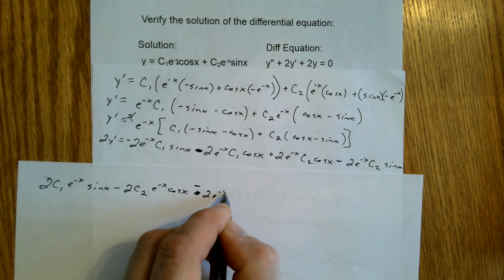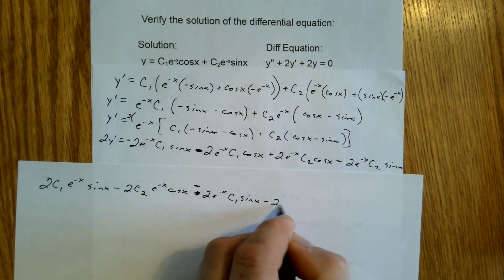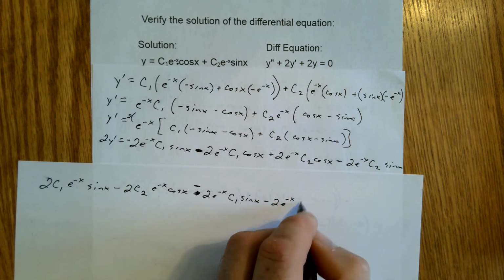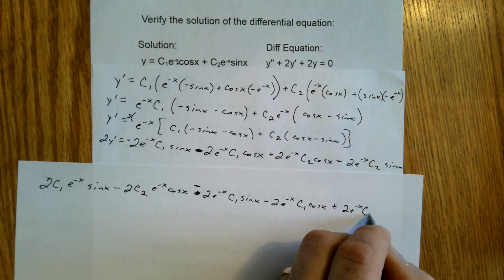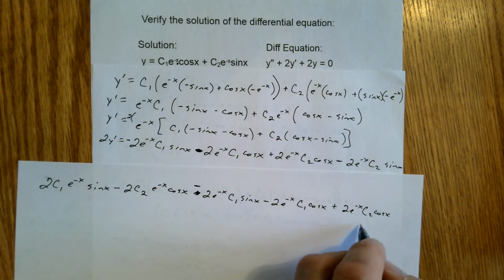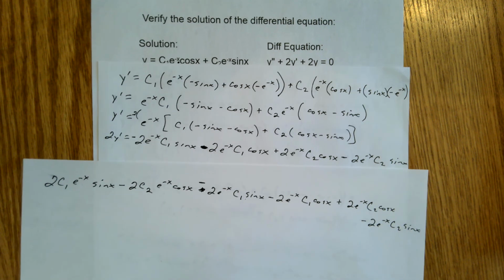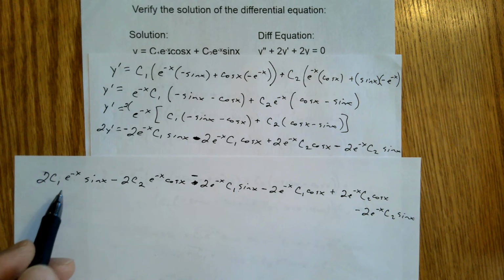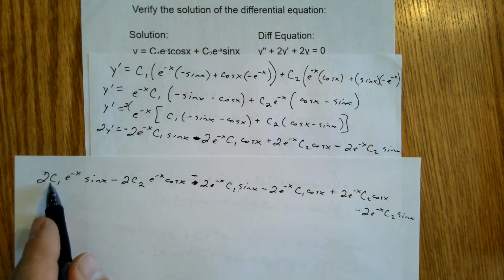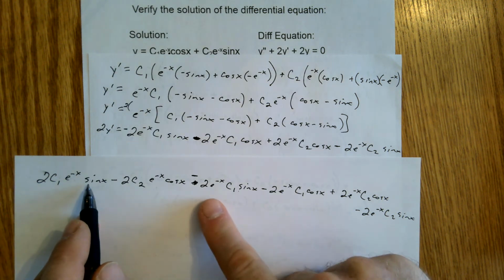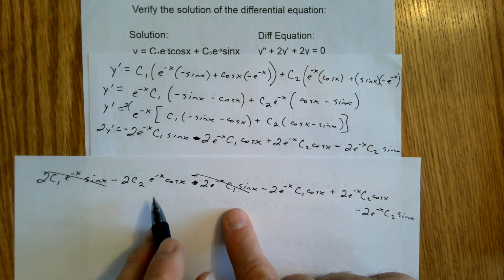So 2 e to the negative x c sub 1 sine of x minus 2 e to the negative x c sub 1 cosine of x plus 2 e to the negative x c sub 2 cosine of x, and then minus 2 e to the negative x c sub 2 sine of x. So now as I look at this, anything that we can cancel out, clean up. So we have 2 c sub 1's e to the negative x sine of x. So notice I have a positive one here and I have a negative one here. So those are going to cancel each other out, aren't they?